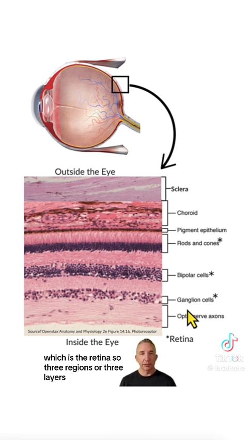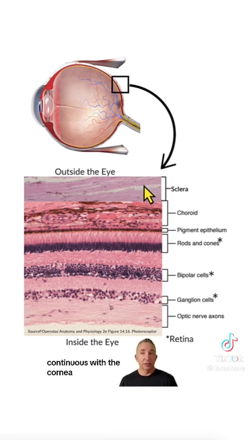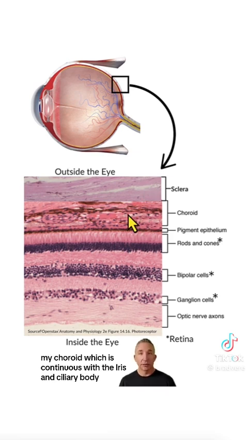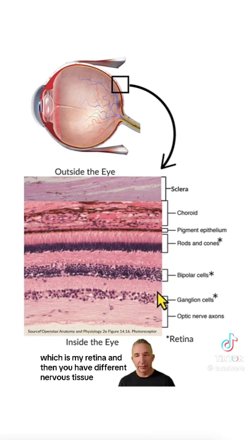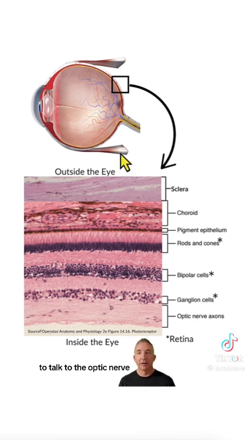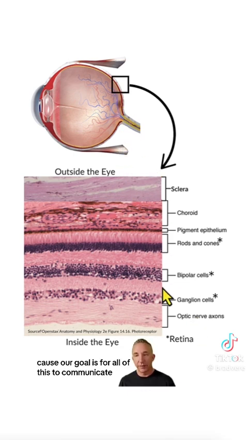All three of these, rods and cones, bipolar, and ganglion, is the nervous tunic, which is the retina. So three regions or three layers. When we say tunics, layers, my fibrous, which is sclera, continuous with the cornea, my choroid, which is continuous with the iris and ciliary body, and then all the nervous tunic, which is my retina. And then you have different nervous tissue that talk to the optic nerve, because our goal is for all of this to communicate, specifically starting with our photoreceptors, to talk to the optic nerve that will ultimately lead to the occipital lobe for the interpretation of vision.